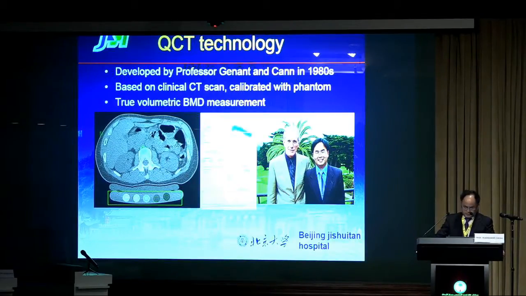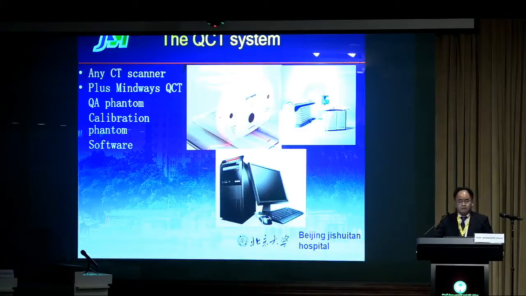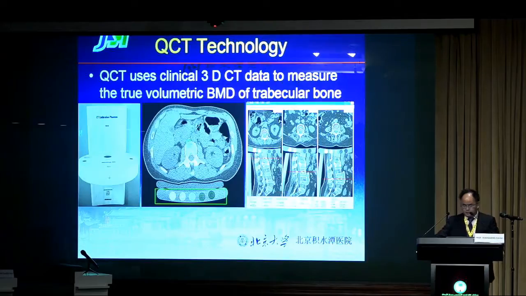It is based on the clinical CT data, and we just add the calibration function, and simply you can calibrate the CT value from the vertebrae to this phantom, and you can come up with an accurate measurement of the vertebral body BMD. Actually, it is very simple. You have a CT scan, and you just have a QCT system, which consists of a quality control phantom and a computer and software.